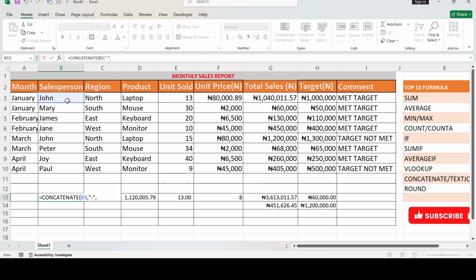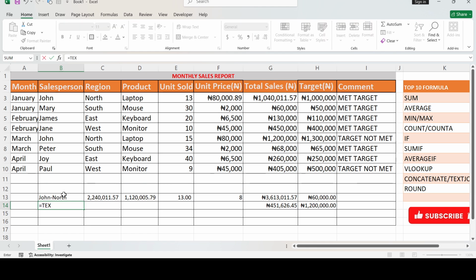So this is it. We say comma, C3, close bracket, enter. Look at it. John not. You can see how it came out. This is for concatenate. Then there are some people that have a newer version of Excel. Concatenate might not really work for you. You can use the text join. This is how you use the text join.